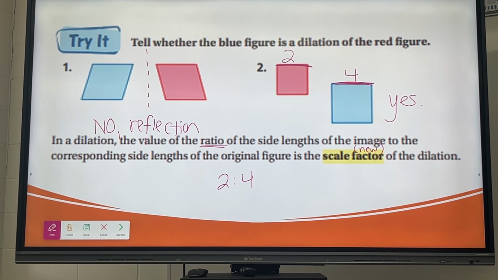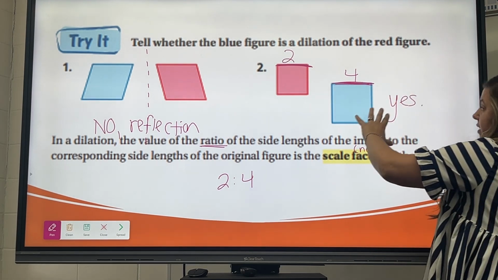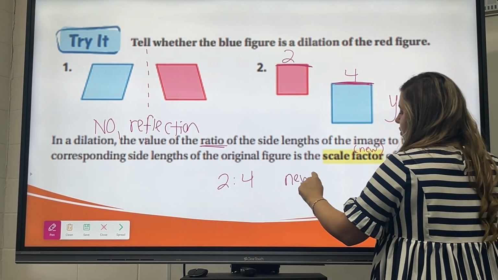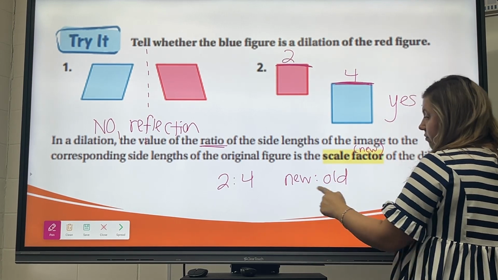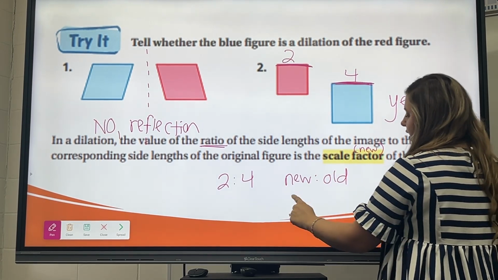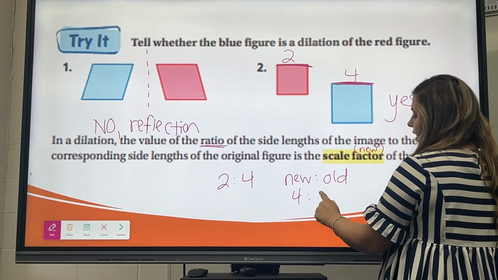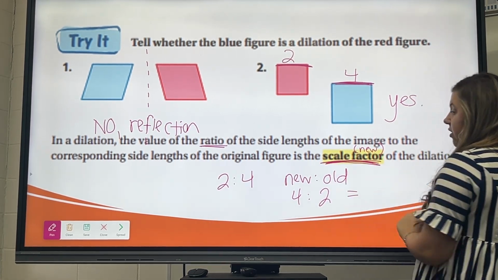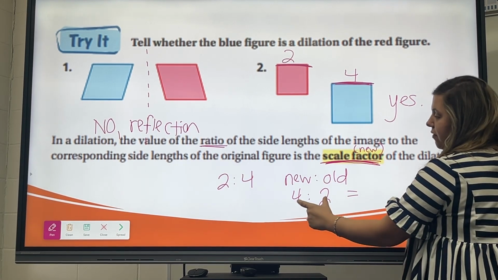To find the value of a ratio, you will divide the new one by the old one. So I should have written it the other way around, the new to the old. So I'm going to flip that around. The new side length is 4. The old side length is 2. And to find this scale factor, we find the value of this ratio.